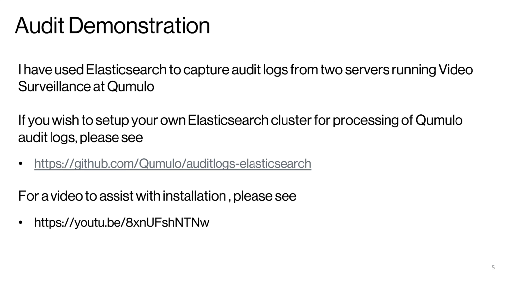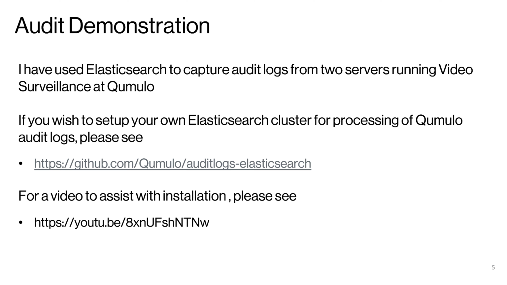I have put together a demonstration of audit log processing using Elasticsearch. What you are about to see are two clusters that are working with video surveillance data running in the Cumulo corporate headquarters. Since it can be rather daunting to figure out all of the configuration needed to run Elasticsearch, I have put together a package of scripts that will allow you to build your own Elasticsearch cluster running on Docker. You can find the source for the scripts and a video demonstrating the entire installation process at the following websites.